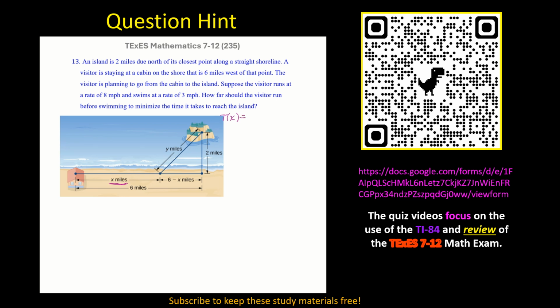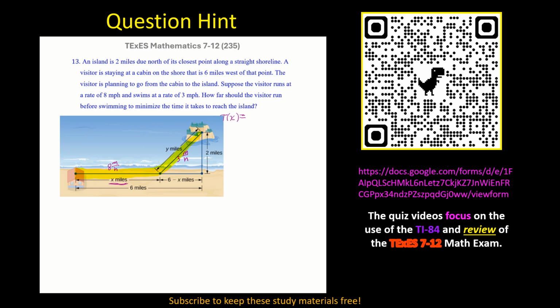Okay, and what do we have? Right. So the person that's going from the cabin to the island can run at 8 miles per hour and swim at 3 miles per hour. So we have a rate, so we need to deal with distance over the rate. Okay, so what does this mean? We're adding the whole stretch. We need to add this whole length together.